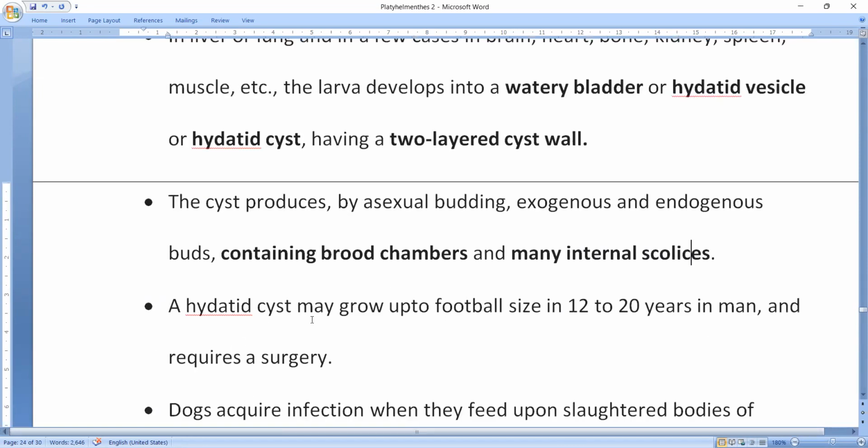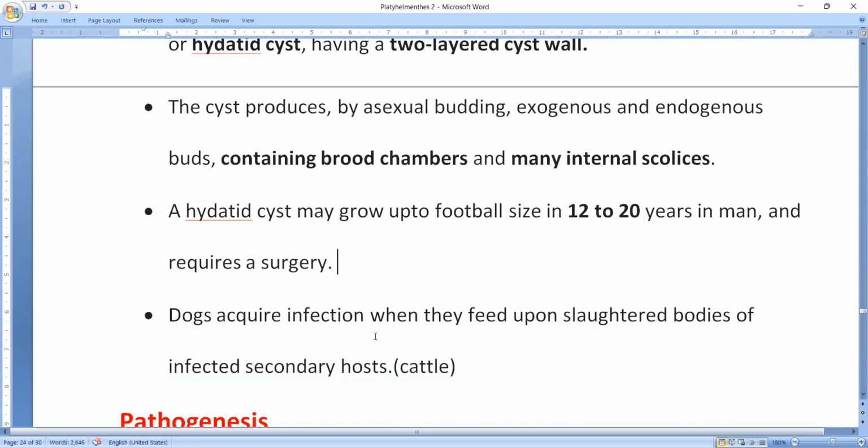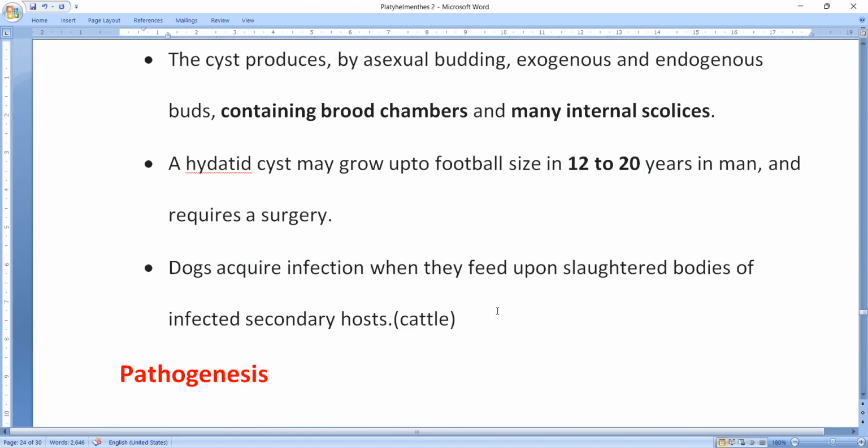A hydatid cyst may grow up to football size in 12 to 20 years in man and requires definitely a surgery. Dogs acquire infection when they feed upon slaughtered bodies of infected secondary hosts like cattle. Sometimes when we slaughter cattle and throw the meat outside, if the dog eats it, the dog gets infected.